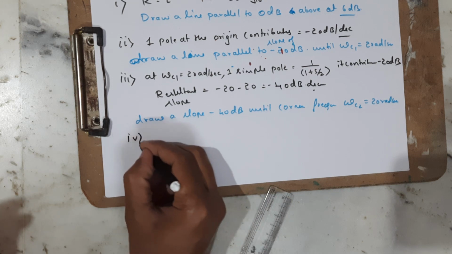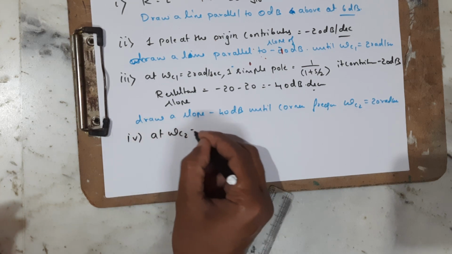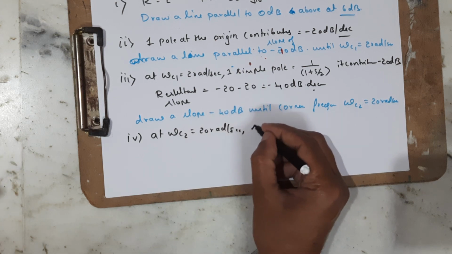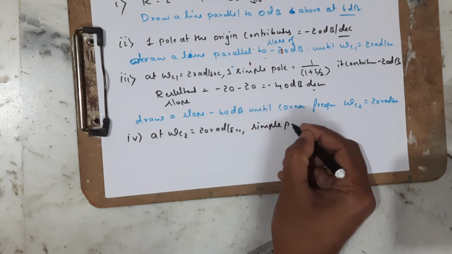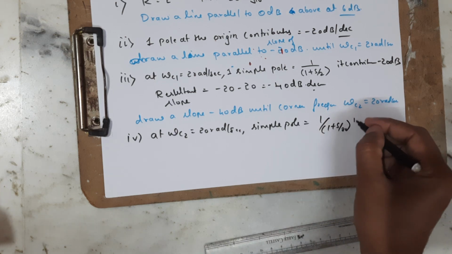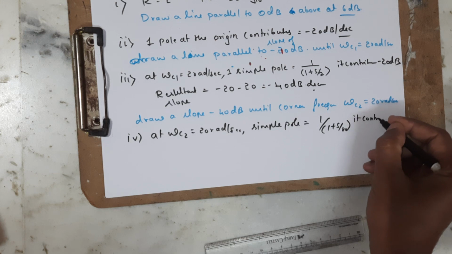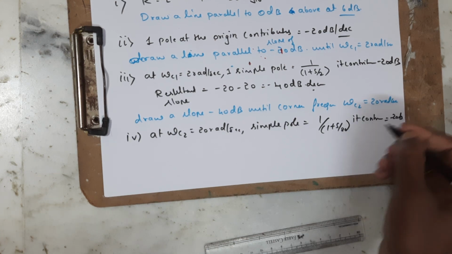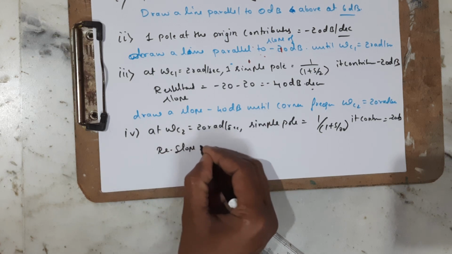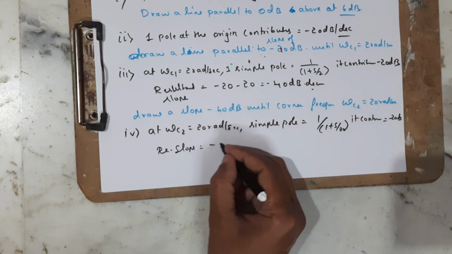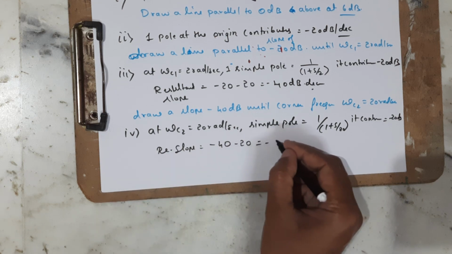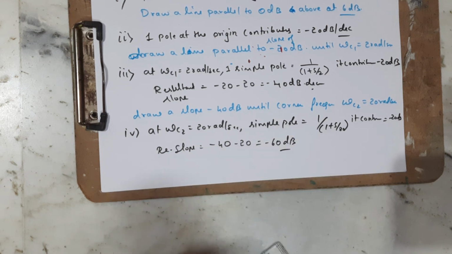So the fourth factor: at omega C2 equal to 20 radians per second, we come across another simple pole, right? Another simple pole, 1 by 1 plus S by 20. So it contributes how much? It contributes minus 20 dB per decade. So therefore the resultant slope is equal to, what is the slope? The previous slope is minus 40. What is the contribution of this? It is minus 20. So therefore this will be equal to minus 60 dB.